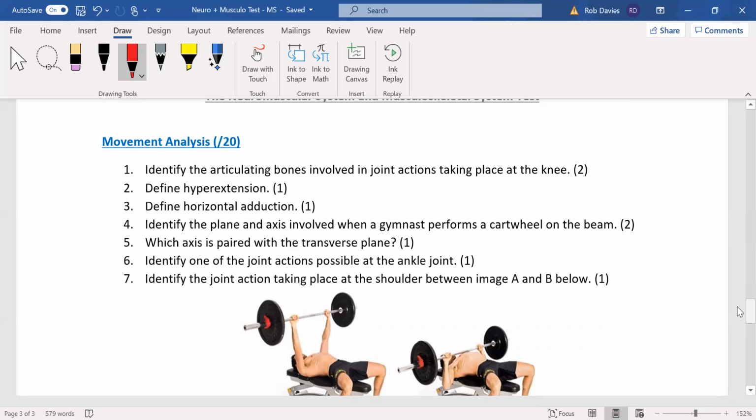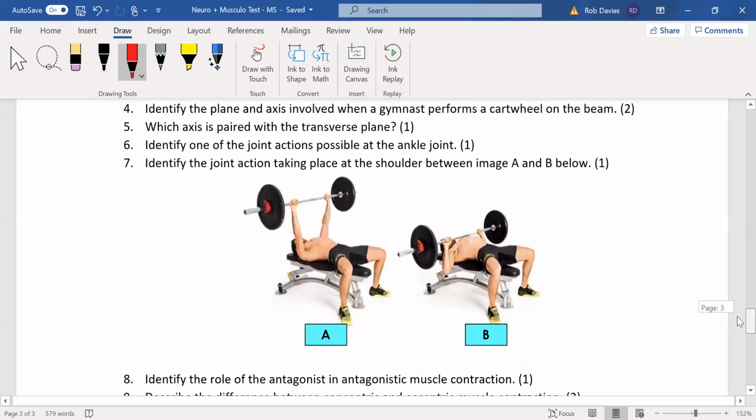Number six, one of the joint actions possible at the ankle joint. You should have had plantar flexion or dorsiflexion. Number seven, the joint action taking place at the shoulder between image A and B, or from image A to B, that should really say. And that is horizontal.